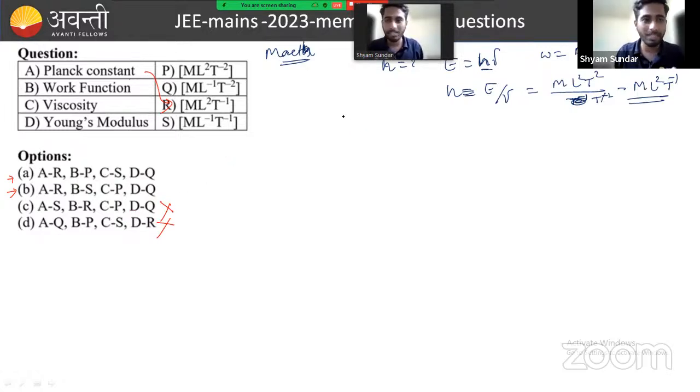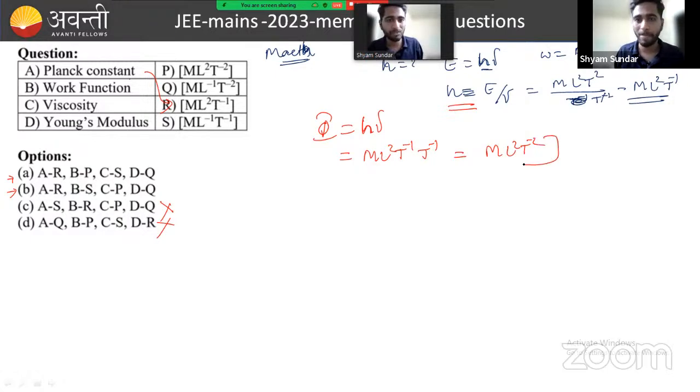Then next to that is work function. You know work function is nothing but h nu, right? Now only we calculate the value of h. h is nothing but here m L2 t to the power of minus 1. Nu means again it is nothing but second inverse, t to the power of minus 1. Hence it will be equal to m L2 t to the power of minus 2. Now match this one. Work function is equals to m L2 t to the power of minus 2. It is at P. Means almost all A is matching.